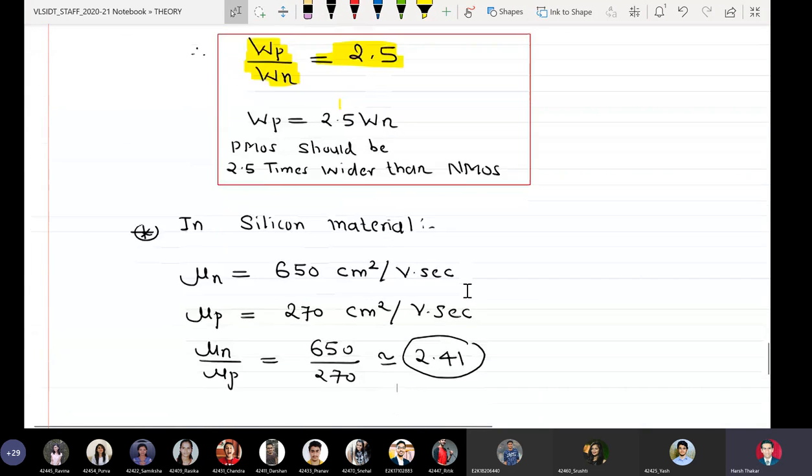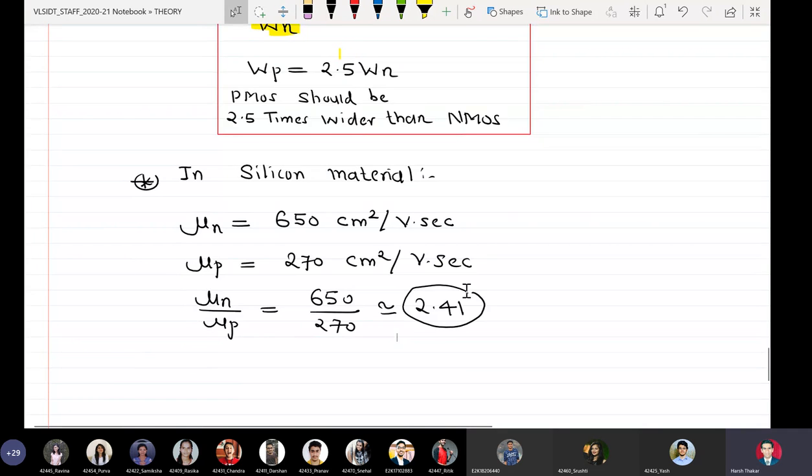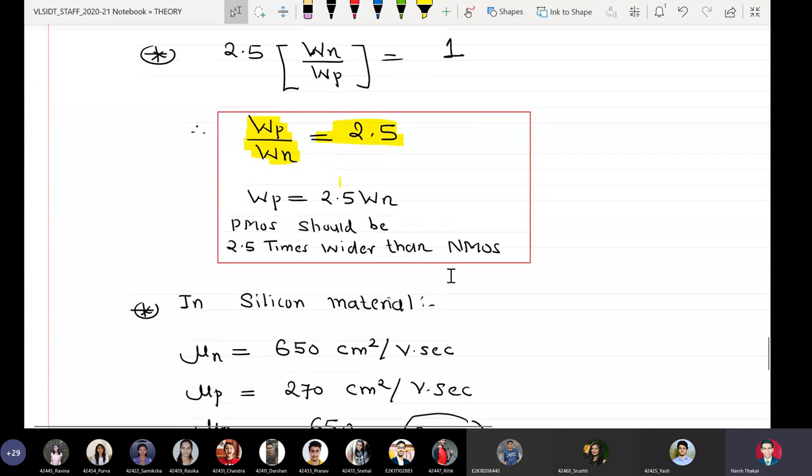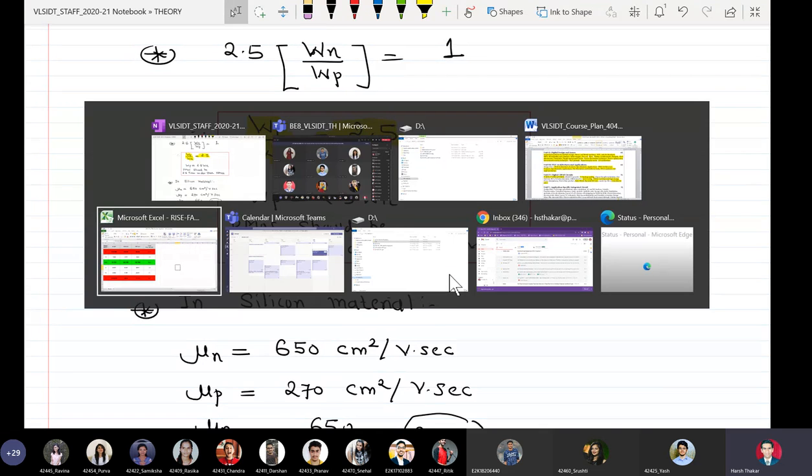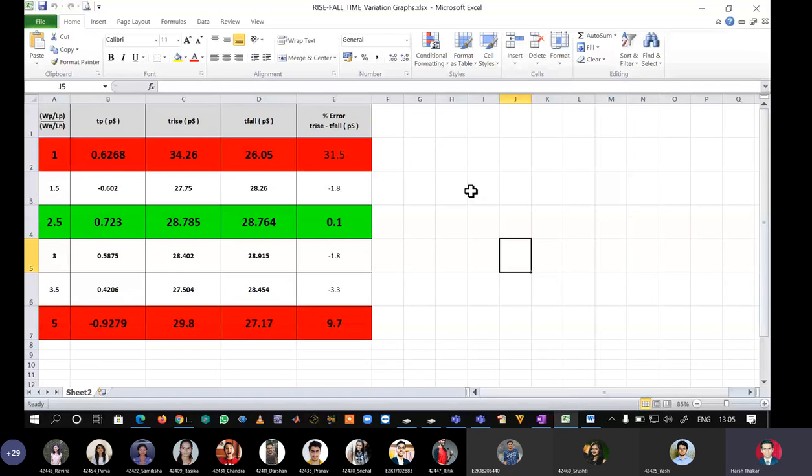Fine. Now somebody may ask, sir, do you have any proof that if I keep the width of a PMOS 2.5 times the width of NMOS, then what is the rise time variation? So this is where it is. If you can see this Excel sheet, what I have done is that I have written a SPICE program. SPICE is a special language. It stands for Simulation Program with IC Emphasis. So I wrote a SPICE program for a CMOS inverter, and in that program I told it to find the rise time and fall time of a CMOS inverter, and this is what I have got.